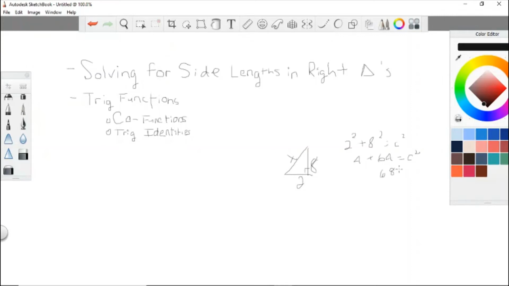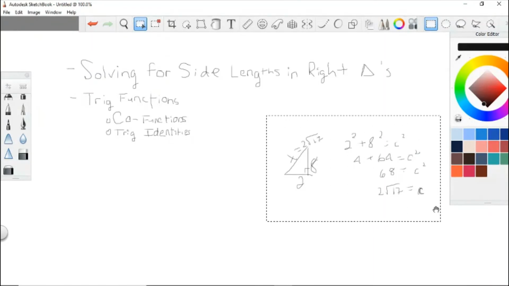68 equals c squared. And if we take the square root of 68, we will get 2 root 17. And I notice I put c. This is x. C is the hypotenuse, but it's x because the hypotenuse is x. So it's the same thing. 2 root 17. And that is the value for x, or the length of the hypotenuse in this situation. So that's all pretty easy. It's just basically plugging it in the equation.